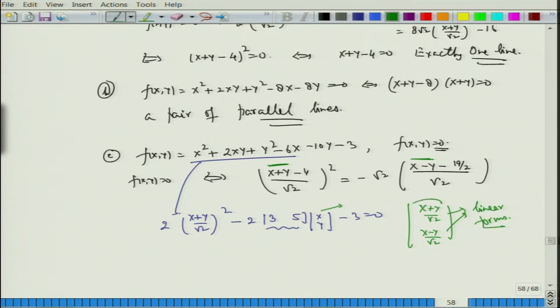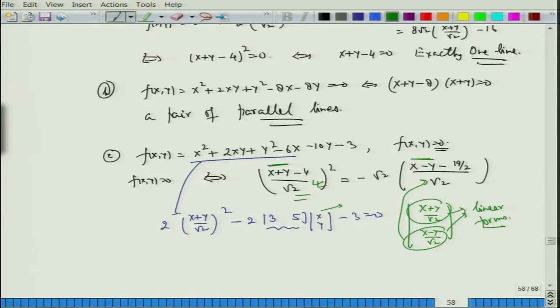So, one expression is x plus y, and another linear form is here that you are looking at. Whenever you have such an expression, because of the linear forms, you can decompose it to get orthogonal lines. Is that okay? So, this line and this line are orthogonal. The slope of this line is minus 1, the slope of this line is 1. Is that okay? This is just because of the linear forms being linearly independent. That is the first thing, that you can get a solution of such a type.